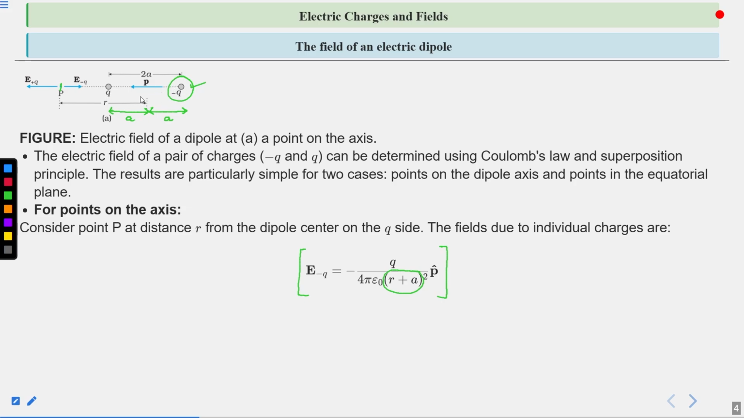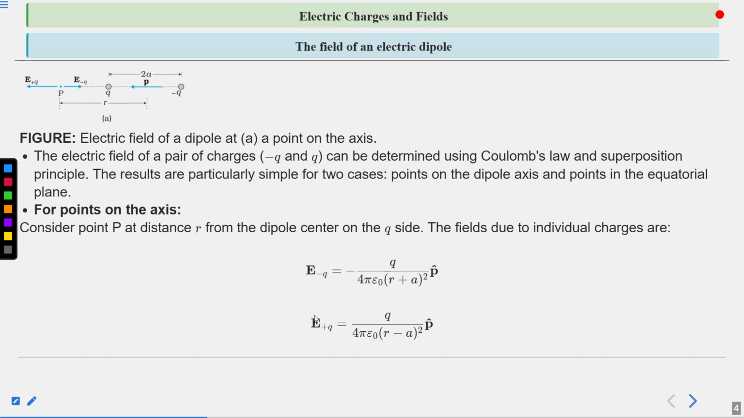So the distance from point P to the charge minus q is r. From point P to the center the distance is r, and from the center to the charge it is a. So it means r plus a. We know the formula of electric field, kq divided by r square. So here r is (r plus a) whole square. Clear? So this is the electric field due to charge minus q. I hope this is clear. And P cap shows the direction.